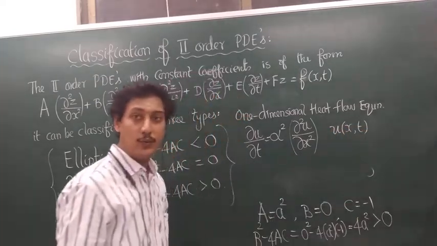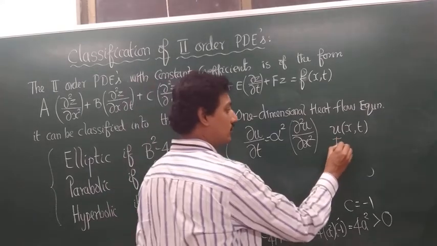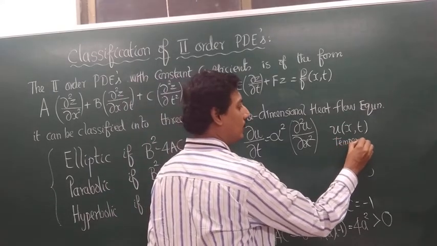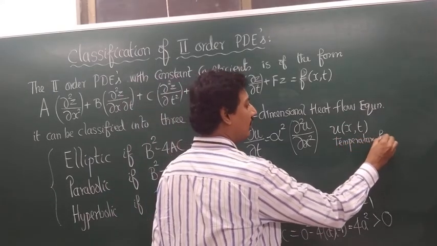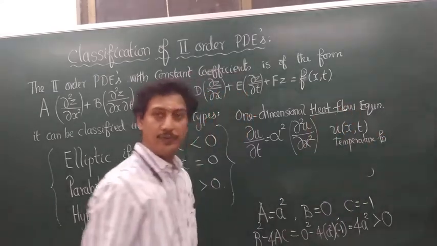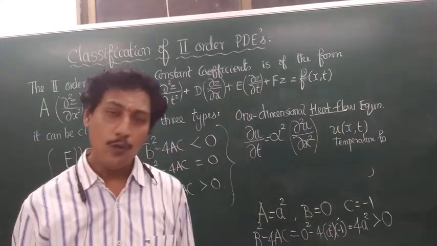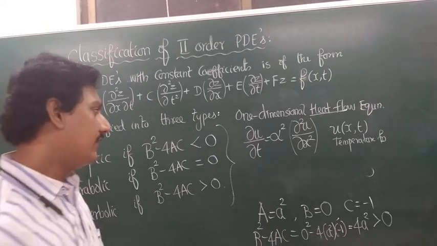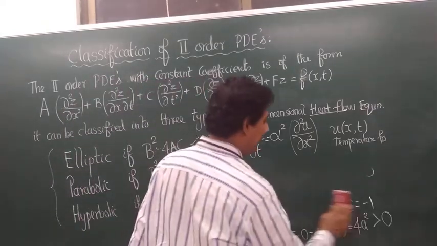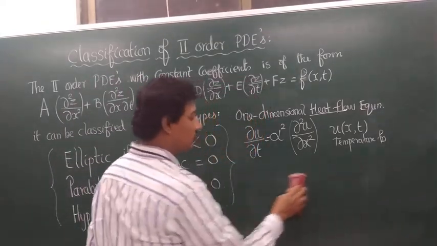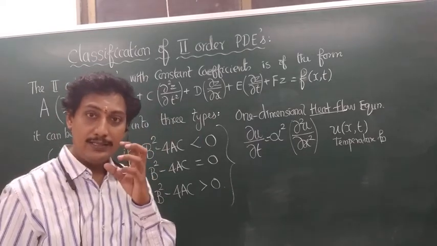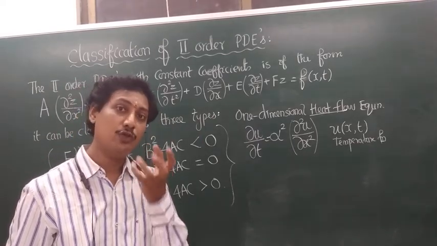This is called the required temperature distribution. This is called the required temperature function of the given heat flow equation. Now, whether this is the elliptic type or parabolic type or hyperbolic type. So first we can collect the second order partial derivatives coefficients.